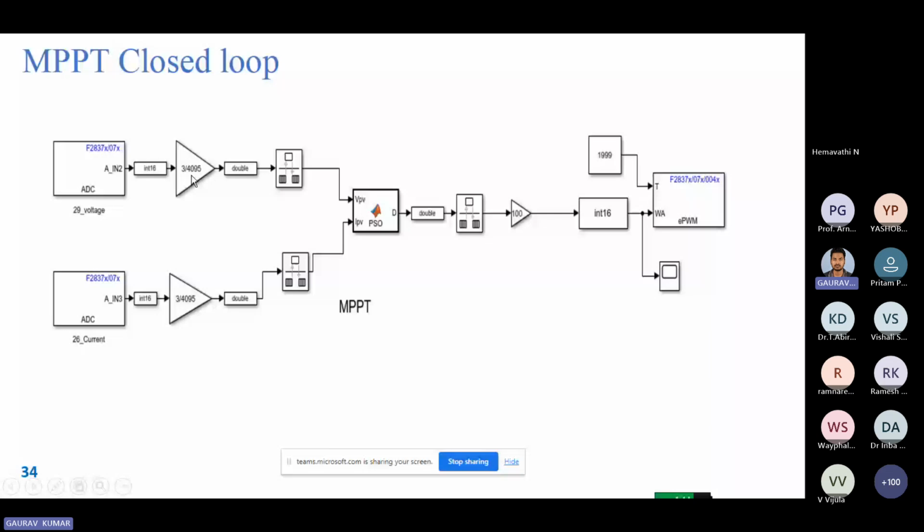Double data conversion block is taken so that we can consider the point value also. We can consider the point also. Here we have considered the int16. Here it can take the positive and negative value also.